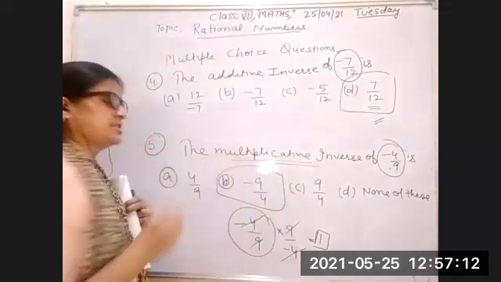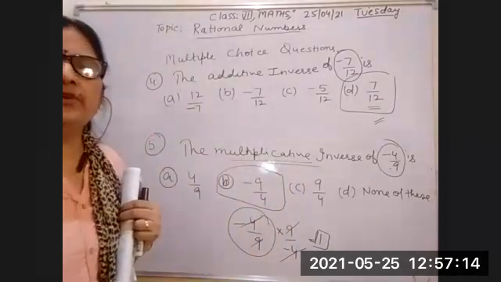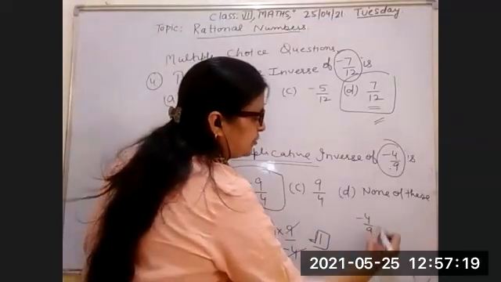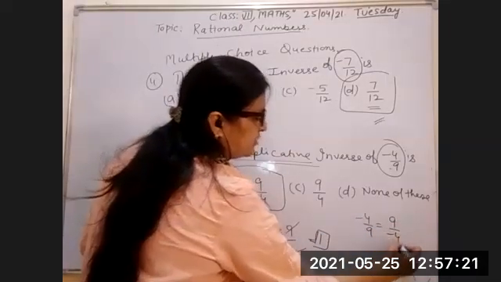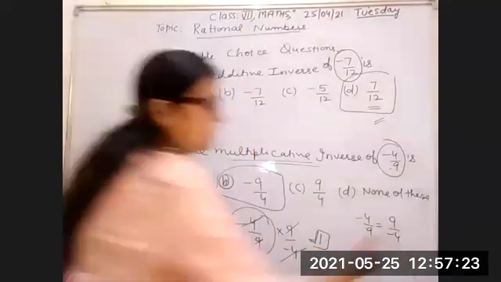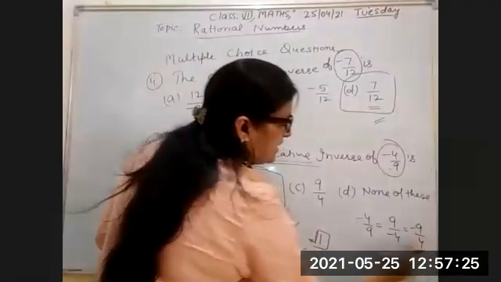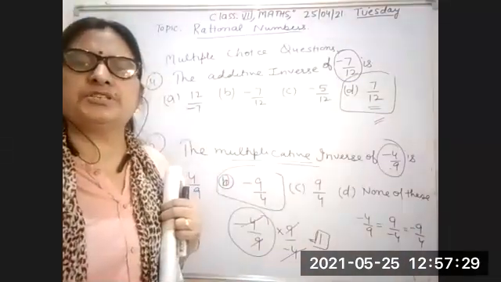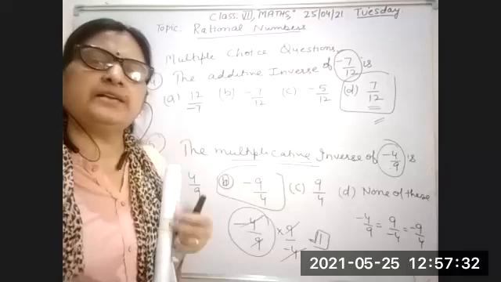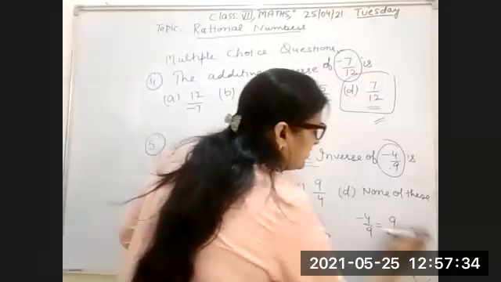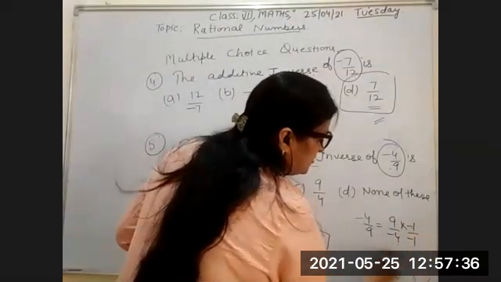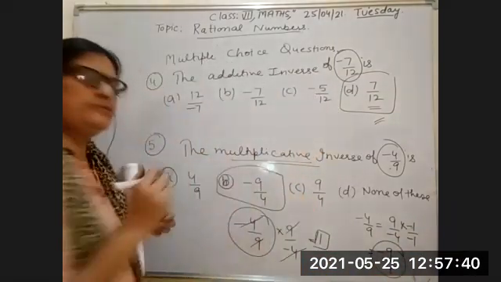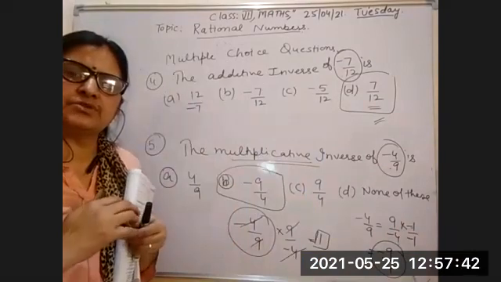so the answer of this question is -9/4. So the multiplicative inverse, -4/9 का multiplicative inverse क्या होगा? -9/4. क्योंकि अगर आपका डिनोमिनेटर नेगेटिव में दिया होता है, तो how it becomes positive? By multiplying -1 with the numerator and -1 with the denominator, you will get the answer -9/4. This is the answer of this question.